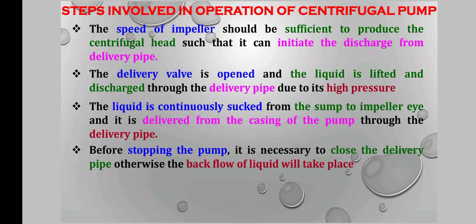The delivery valve is opened and the liquid is lifted and discharged to the delivery pipe due to its high pressure. The liquid is continuously sucked from the sump to the impeller eye and it is delivered from the casing of the pump to the delivery pipe. Before stopping the pump, it is necessary to close the delivery valve, otherwise backflow of the liquid takes place.